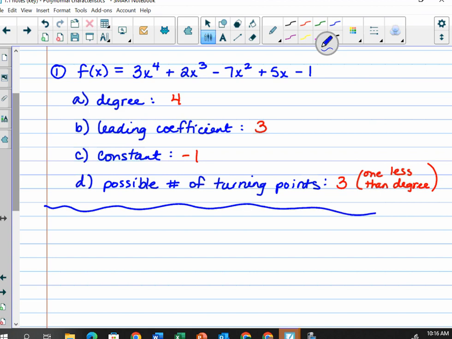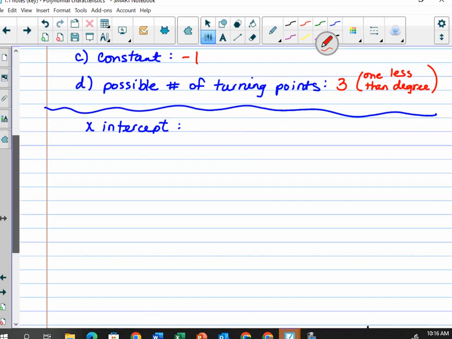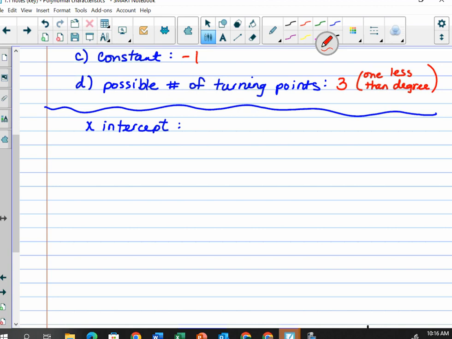All right, let's talk about a couple of other things. Not this graph specifically, but just graphs in general. We want to know what an x-intercept is. What can you tell me about an x-intercept? Do we know anything about an x-intercept? Yep, it's when the line crosses the x-axis. And what is your y value when you're on the x-axis? 0, yes. So an x-intercept is always when y equals 0.